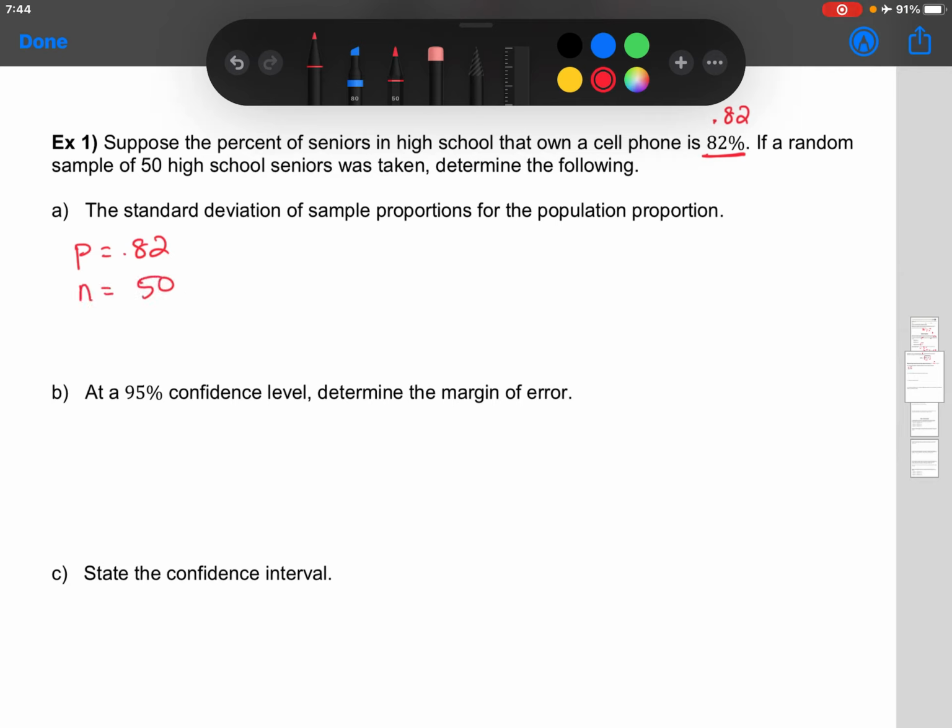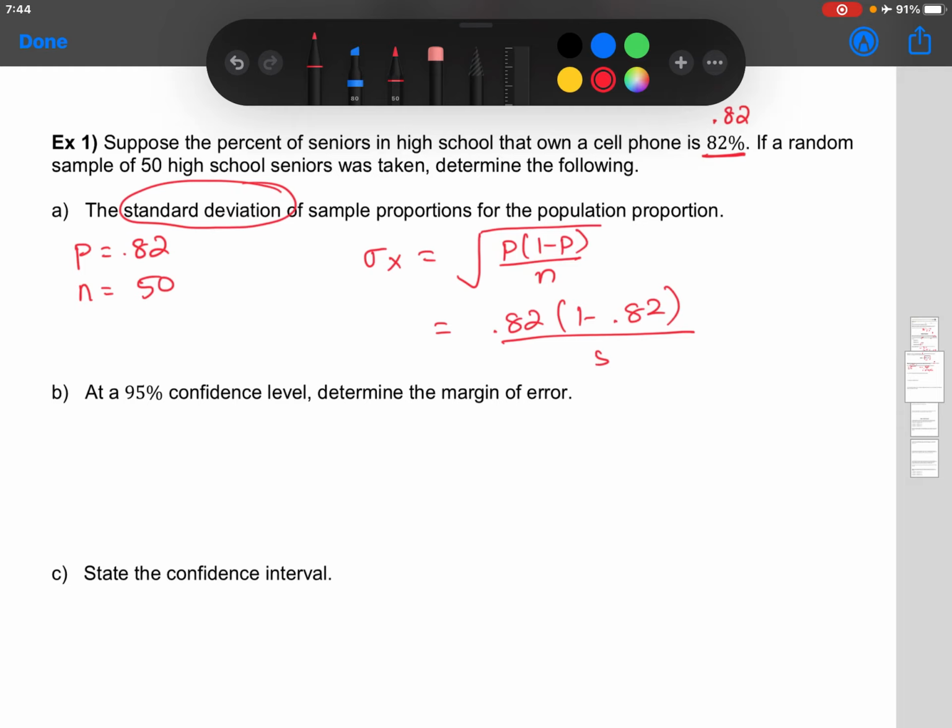So my N is what? 50. I want to find the standard deviation of sample proportion, right? So standard deviation is the square root of P times parentheses 1 minus P over N. So my P is 0.82, 1 minus 0.82 over 50, and square root of that. If you take the square root of it, it is 0.054. Okay, so that's my standard deviation.